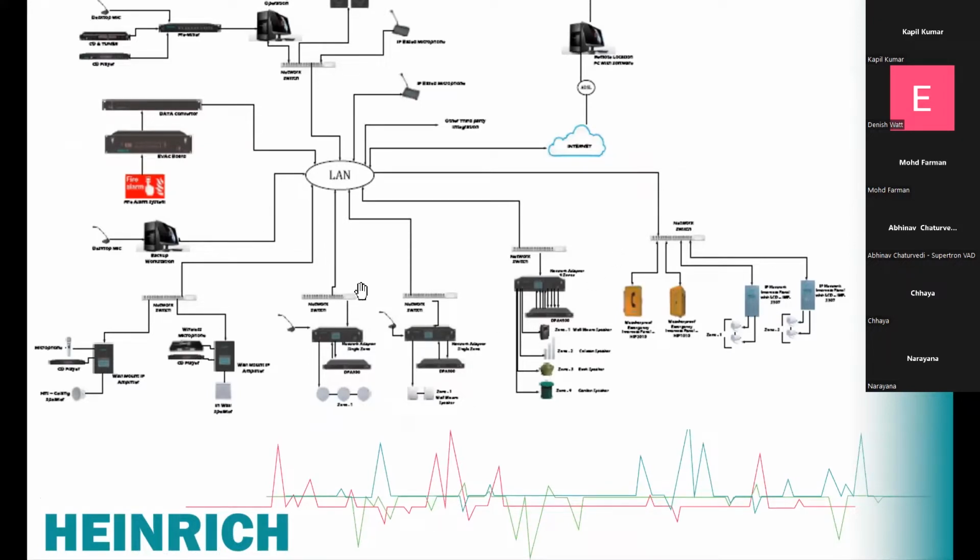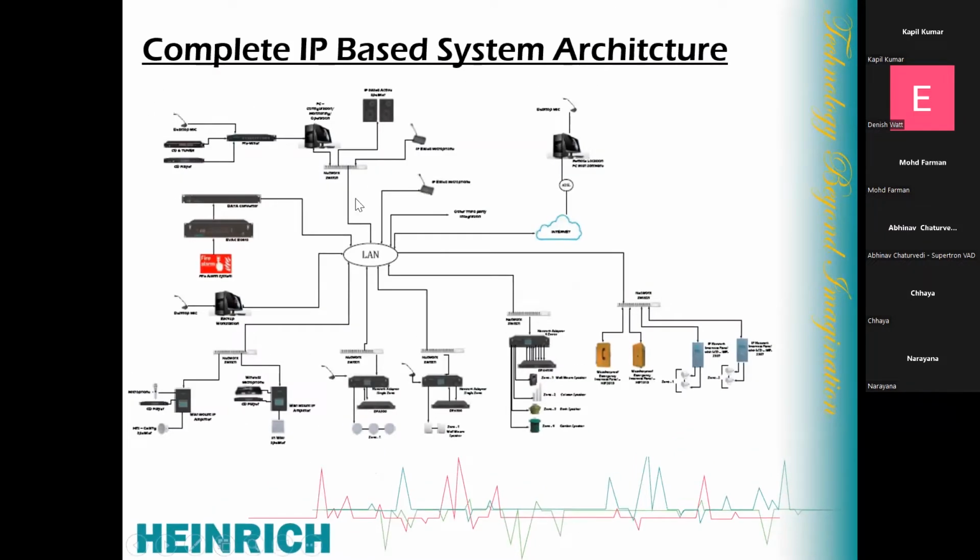If you see here, there is an IP based controller connected, from there an amplifier is connected, and then speakers are connected. This is the one system where we are using zone controllers. On the same system, you are connecting IP speakers to the same network to make announcements only on these speakers. So in the same system, you are using IP speakers. In the same system, you are using IP controllers with the zone amplifiers with speakers.